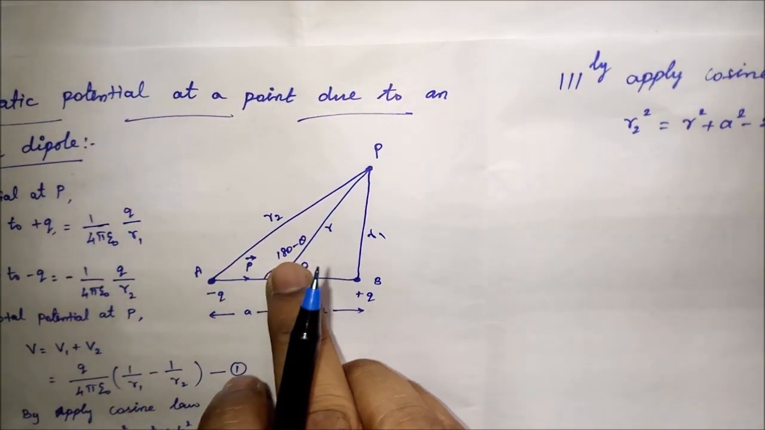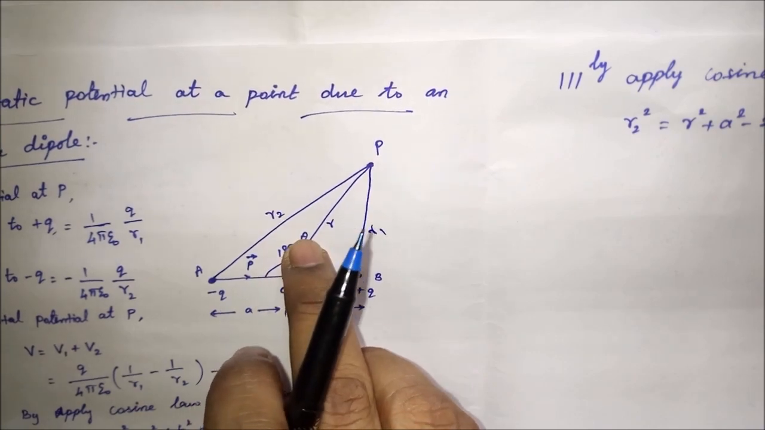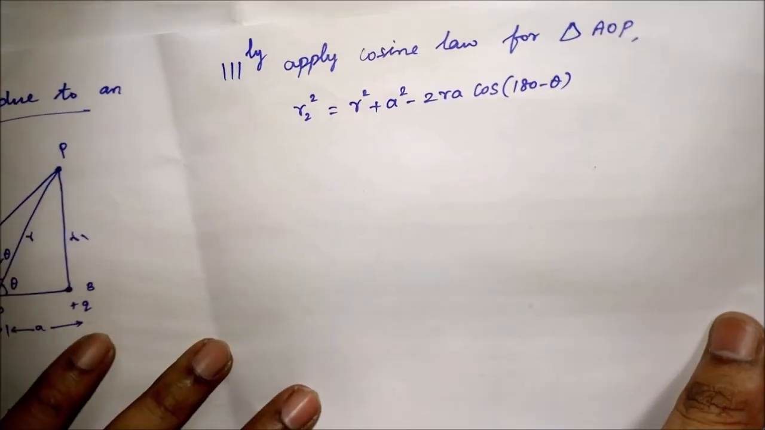Now, if we look at the diagram, the second angle is 180 minus theta, so we have to substitute this value here.